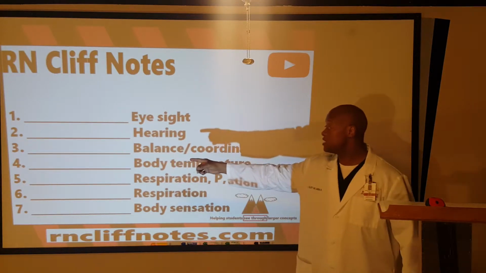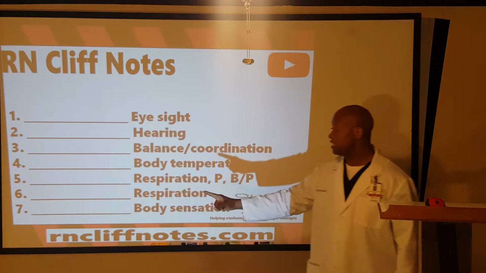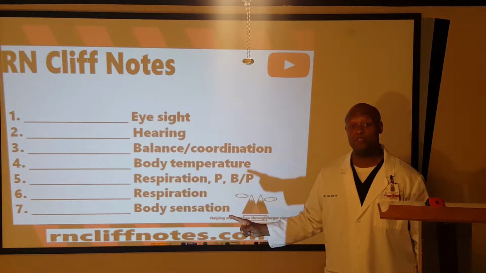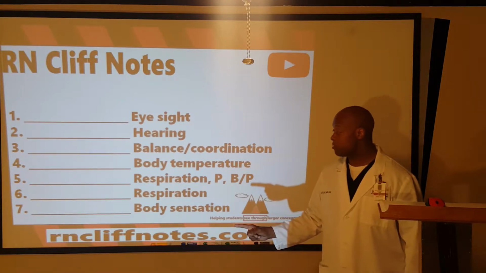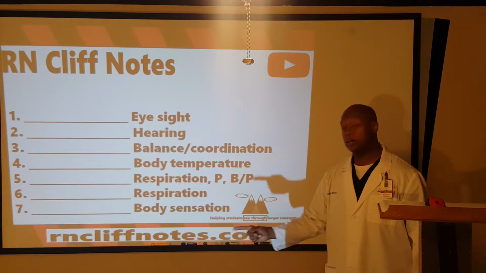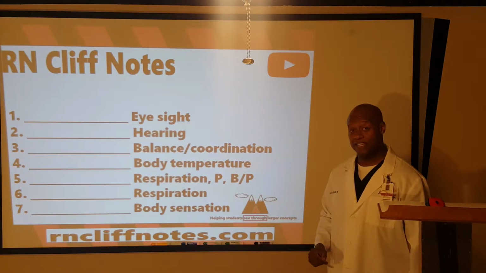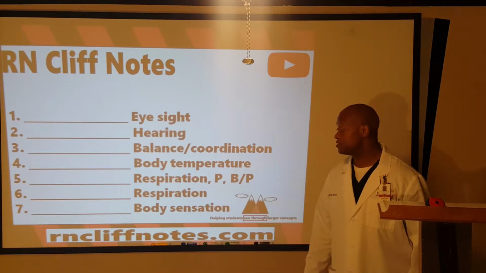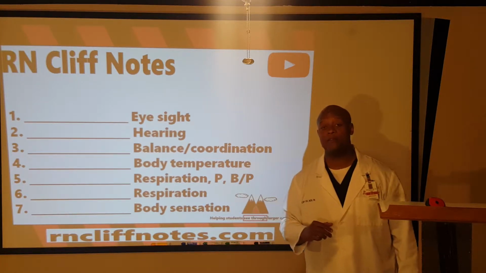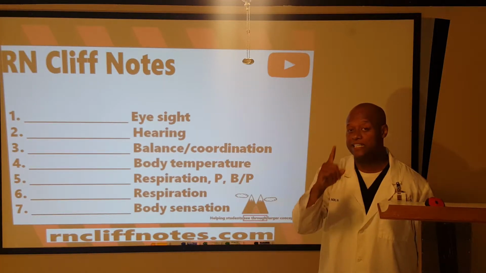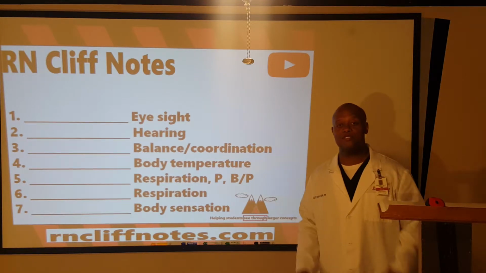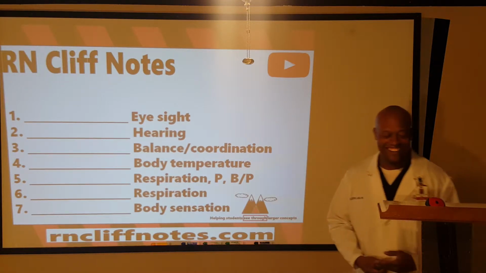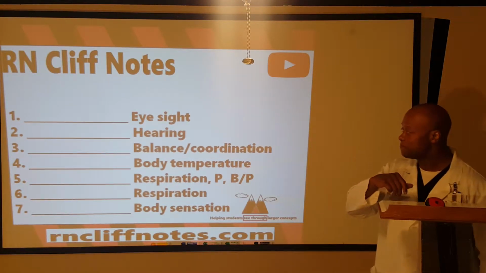What part of the brain is responsible for hearing, for number 2? Number 3, which one's balance and coordination? Number 4, which one handles body temperature? Number 5, which part of the brain handles respiration, pulse, and blood pressure and things like that, right? Vital things. And then 6, which other part of the brain helps out with the respirations? And 7, what part of the brain is responsible for coordinating body sensation? And if you don't know those things, congratulations, you're watching the right video. All right? Pause it if you need to fill this in.